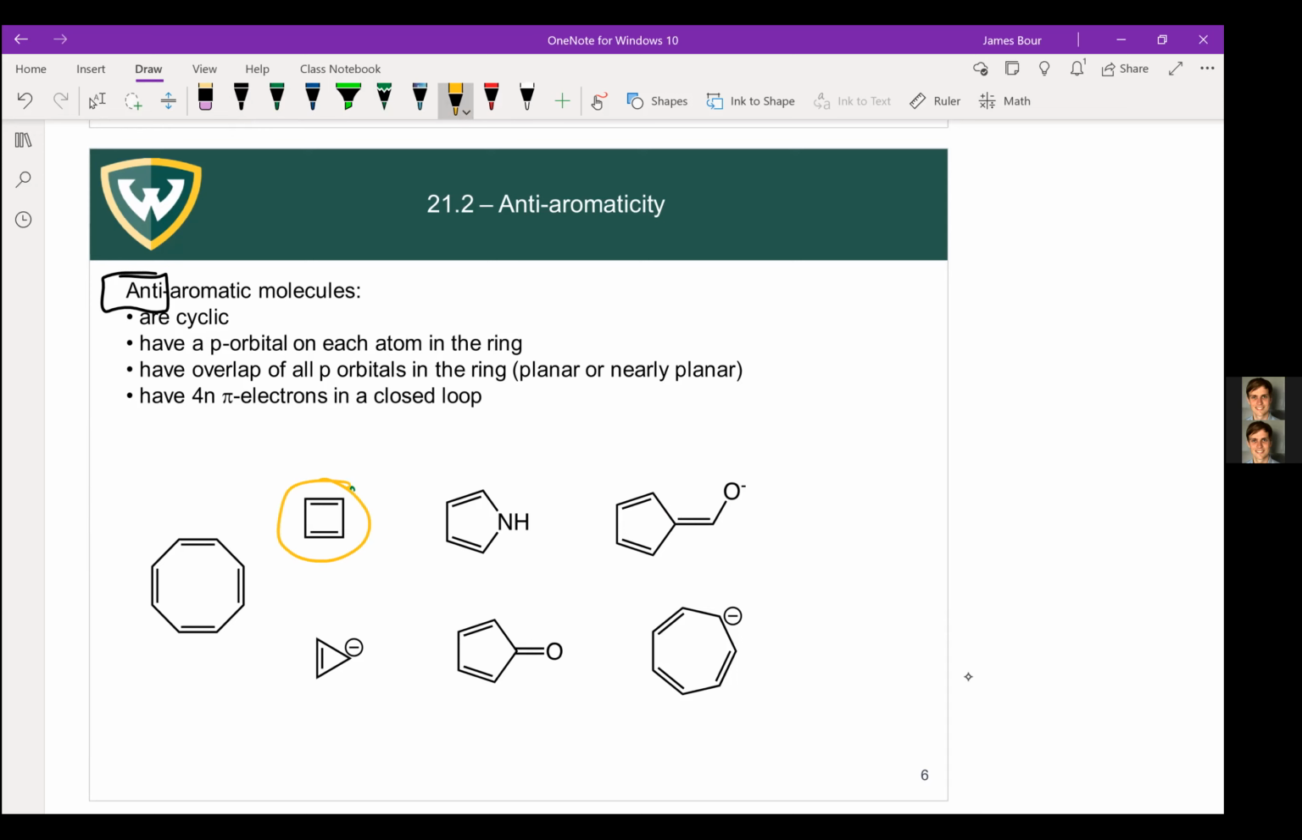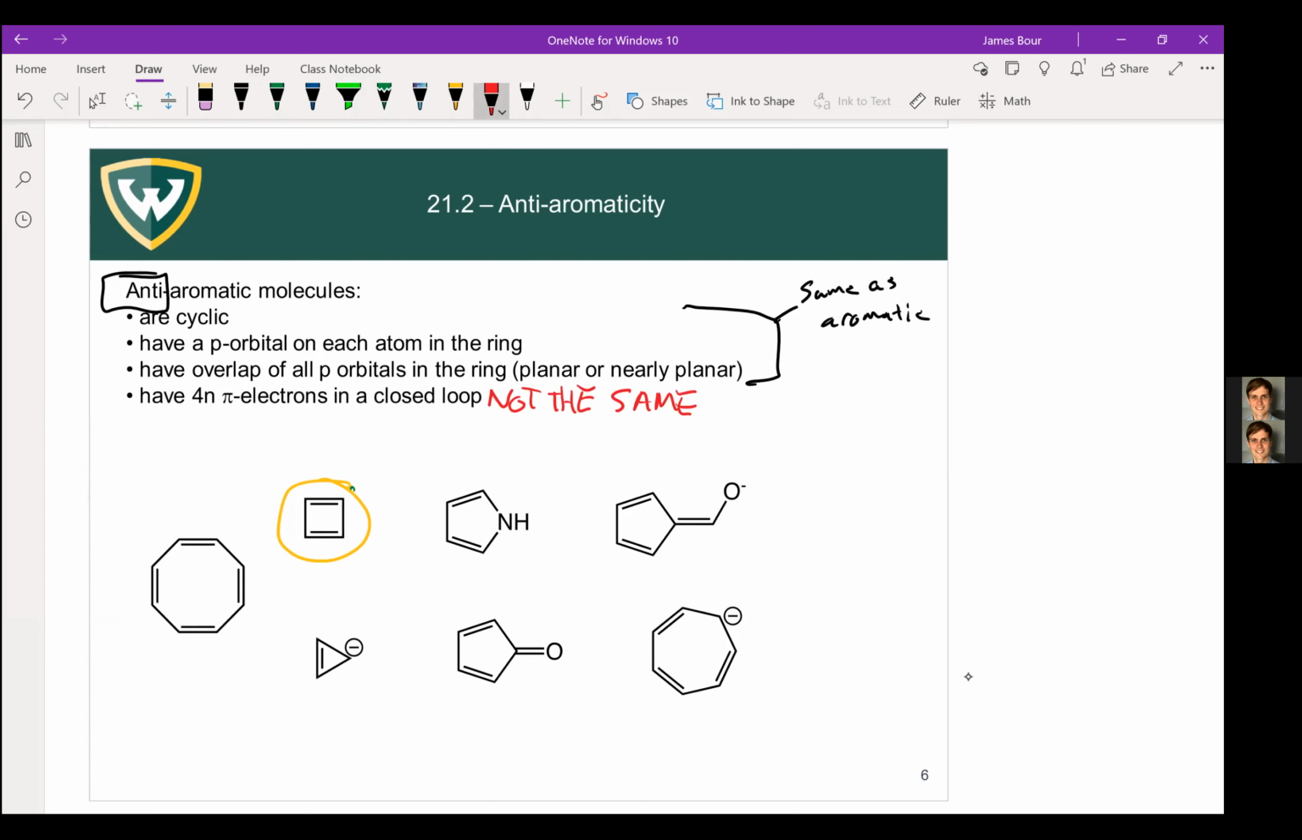So anti-aromatic molecules are also cyclic. They also have a p orbital on each atom of the ring. They have overlap of all p orbitals in the ring system, planar or nearly planar. And they have 4n pi electrons in a closed loop. So they have all the same properties as aromatic, except for the number of pi electrons. So I'm going to say you don't have to memorize a bunch of different rules. You just have same as aromatic. However, right here is where they're different, not the same. It's a different rule.